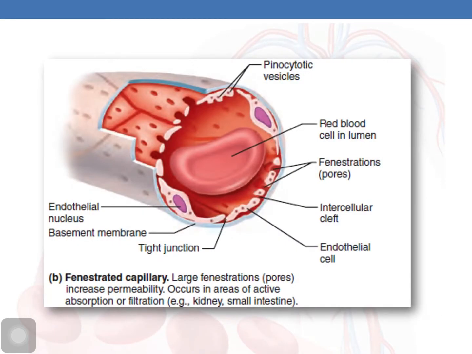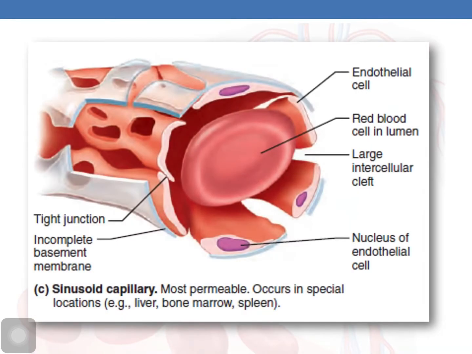Next is the fenestrated capillary. These are very similar to continuous capillaries except that their endothelial cells are fenestrated. They are riddled with oval pores or fenestrations. Delicate membranes or diaphragms usually cover the fenestrations. These are seen in the kidneys and small intestine.